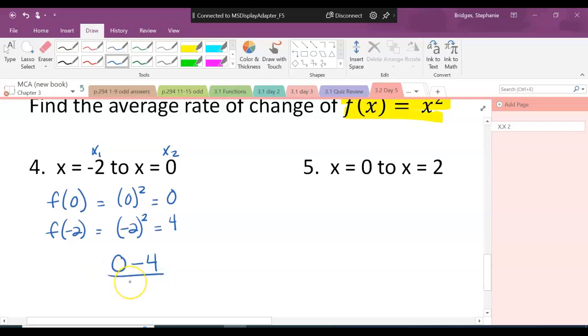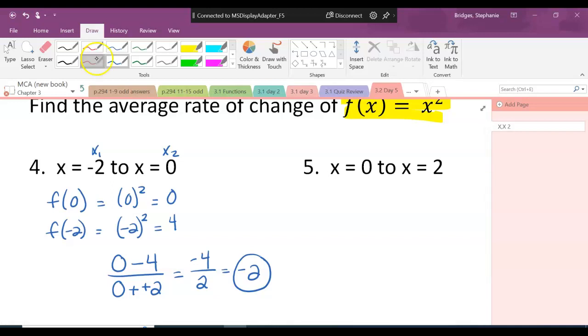And then I just do the actual x values. The second x that I used was 0, minus the first one is a negative 2. 0 minus 4 is negative 4. If I do 0 minus a negative 2, that turns to 0 plus 2. And then what does negative 4 over 2 divide to be? Negative 2. Okay, which is what I saw on pretty much everybody's paper. Questions so far?